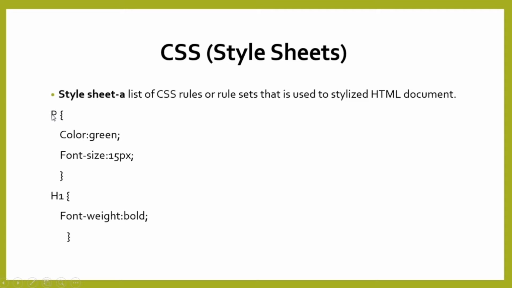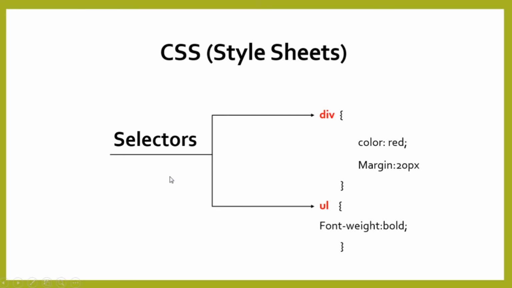So for example, this is a rule set, or CSS rule set, and this one is also an example of another CSS rule set. Next, as I have said, HTML tags can be modified using CSS. So these are HTML tags: we have the division and we have the unordered list. Inside this division and this UL, we could beautify, for example, the color is red and the margin is 20 pixels.